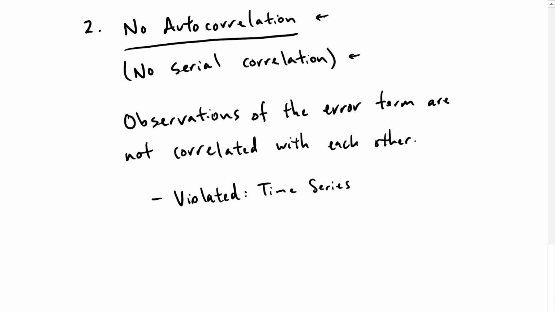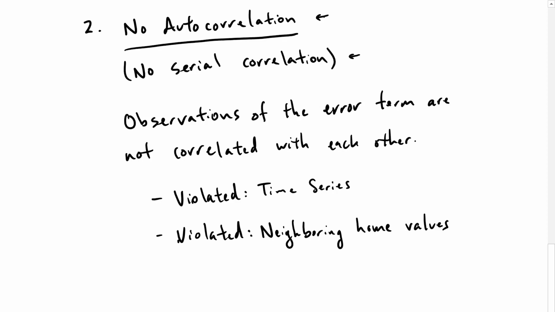Serial correlation is the same thing, but you might find this in more cross-sectional data. A common example there might be another violation with neighboring home values. Okay, and so you'll commonly see a correlation between the value of my house and the value of my neighbor's house and the value of their neighbor's house.